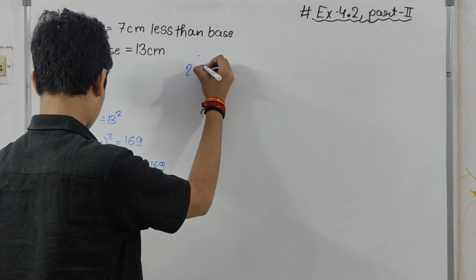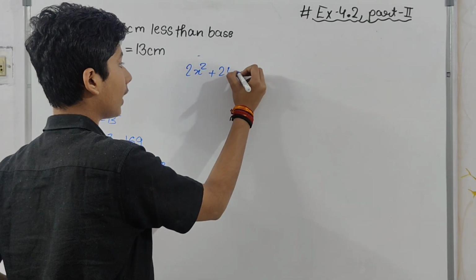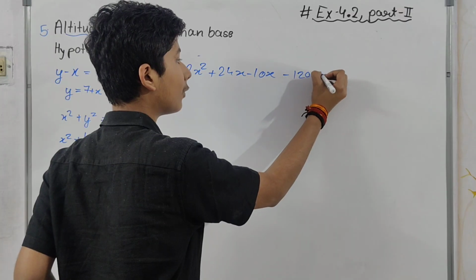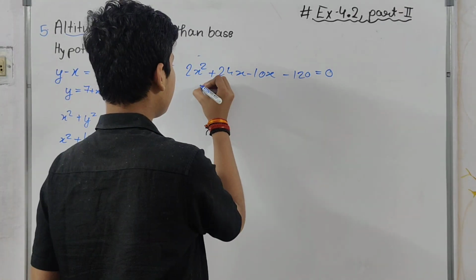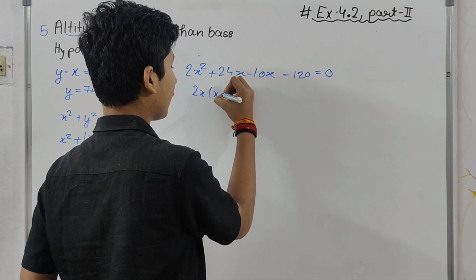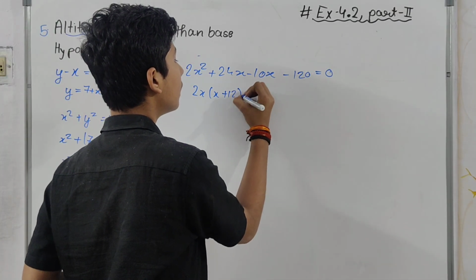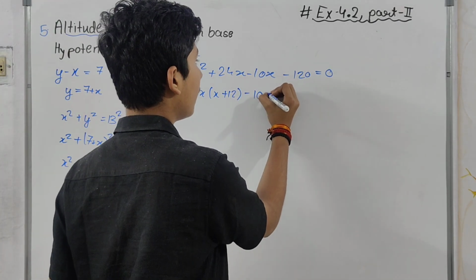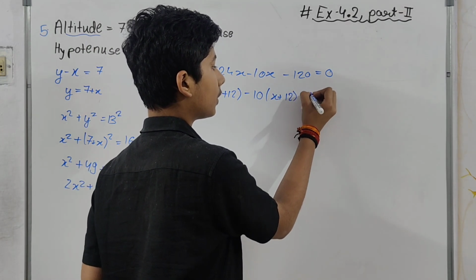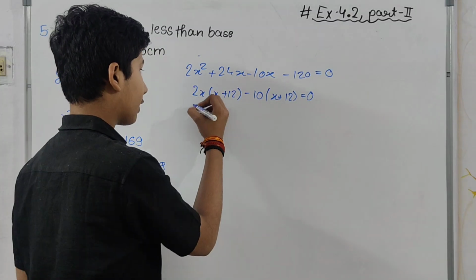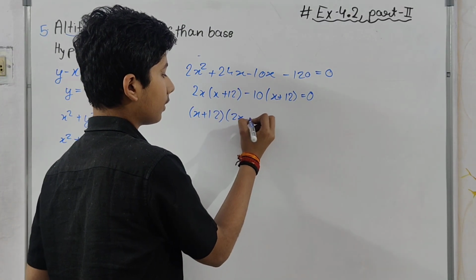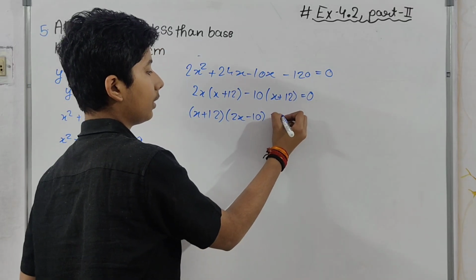So 2x² + 24x - 10x - 120 = 0. Now 2x can be taken common, and in the bracket, x + 12; and -10 can be taken common, x + 12. Equal to 0. Now we take this bracket common, (x + 12)(2x - 10) = 0.